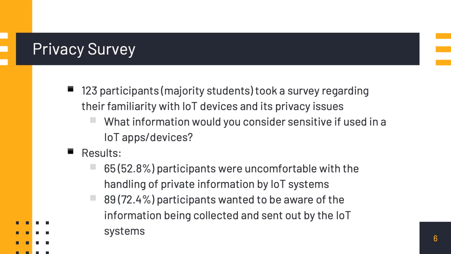Before this group started their research, they did a little privacy survey with about 123 participants, mainly undergraduate and graduate students. They asked them about their familiarity with IoT devices and whether they know about the privacy issues associated with IoT. Some of the questions they asked were: what information would you consider sensitive if used in an IoT app or device? And they would list out a bunch of scenarios where data was leaked, and if you didn't guess it already, most people are uncomfortable with their information being leaked. So 65 participants were uncomfortable with the way in which IoT systems handle their information, and 89 participants wanted to be aware of how their information was being handled.